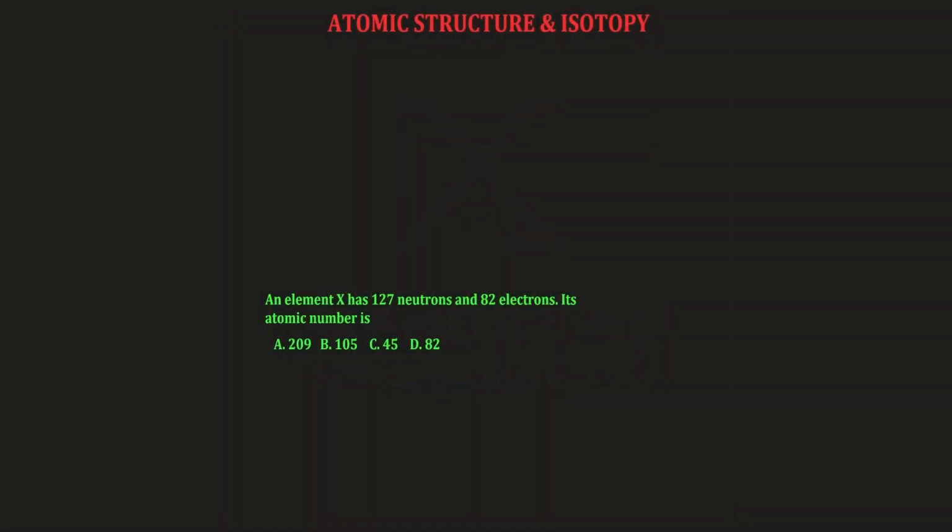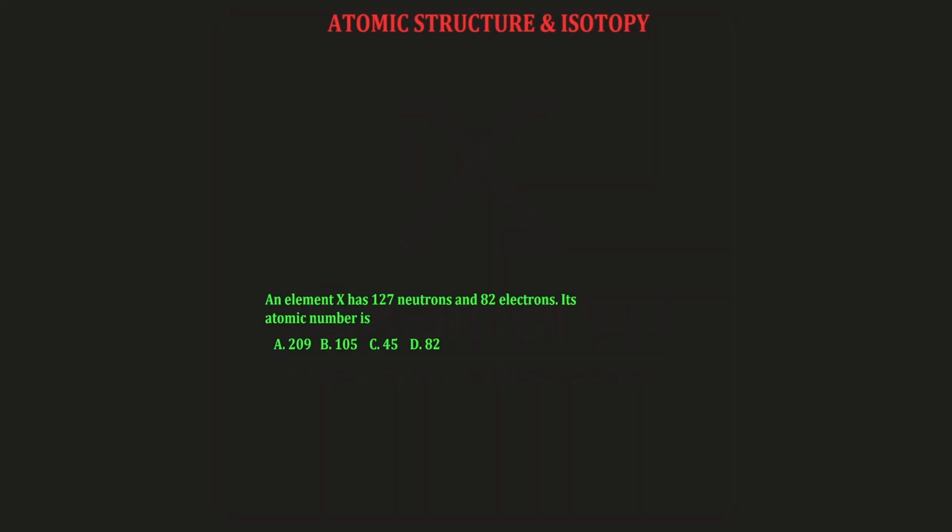In our previous video, we looked at atomic theory. You are going to see the link to that video at the start of this video. We looked at atomic theory and we saw the contribution of various scientists to atomic theory. In this video, we are going to look at atomic structure and we are going to discuss isotopy also.